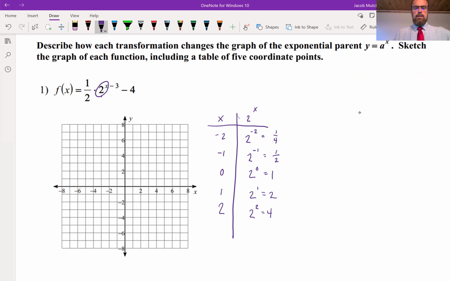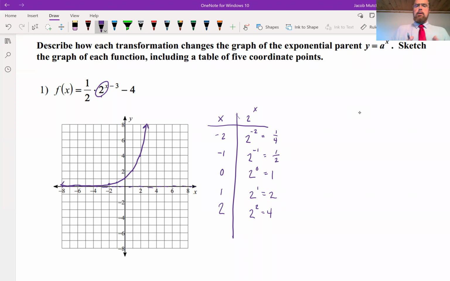So I'll graph this, and again, this is just to see what the parent function looks like for this transformation. So there's -2, 1/4; -1 is half; 0 is 1; 1 is 2; 2 is 4. And we'll sketch the parent function in. So there we go. That's the base 2 exponential parent function. I'll just sketch in a horizontal asymptote there at the x-axis.